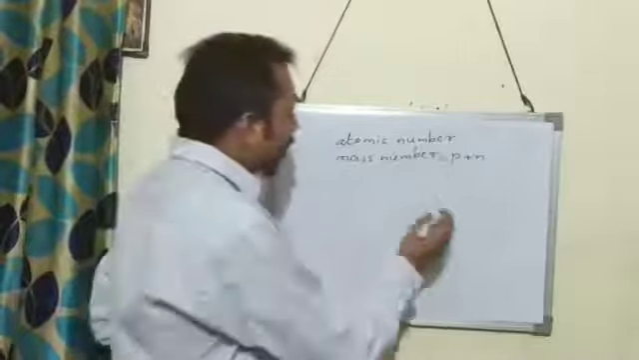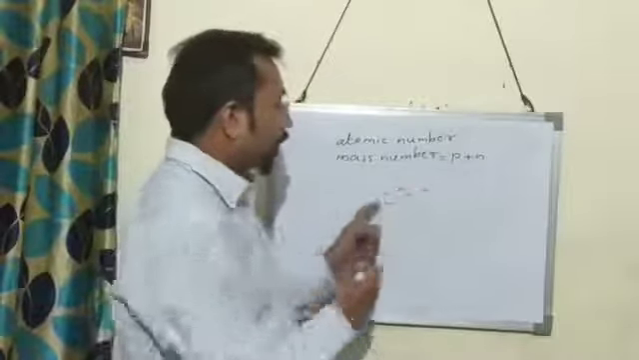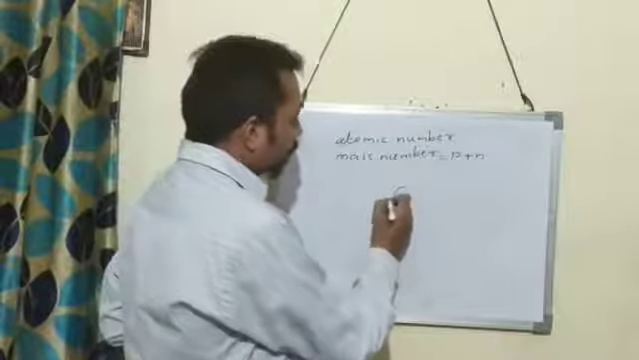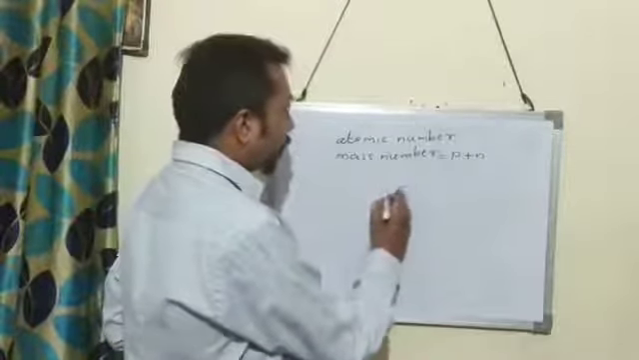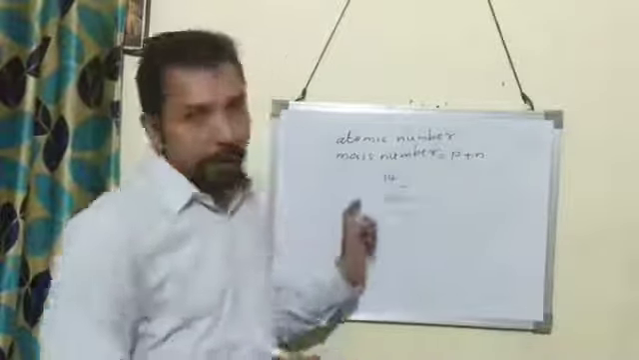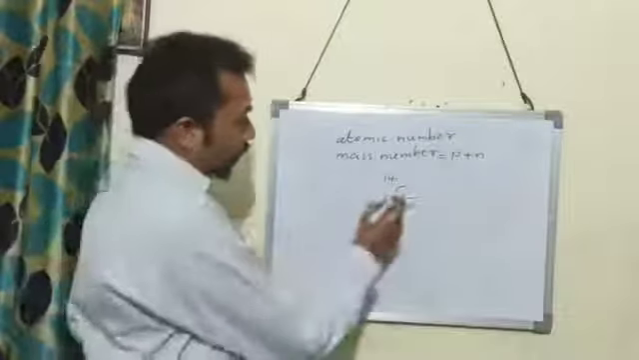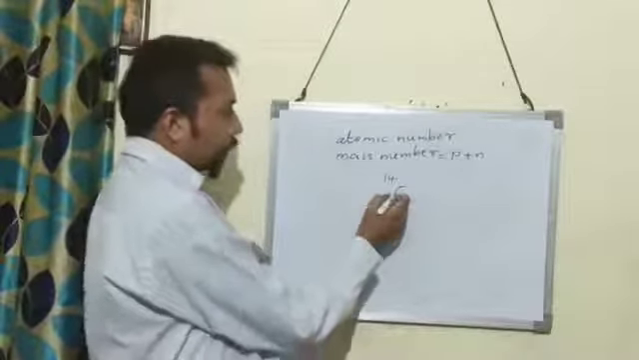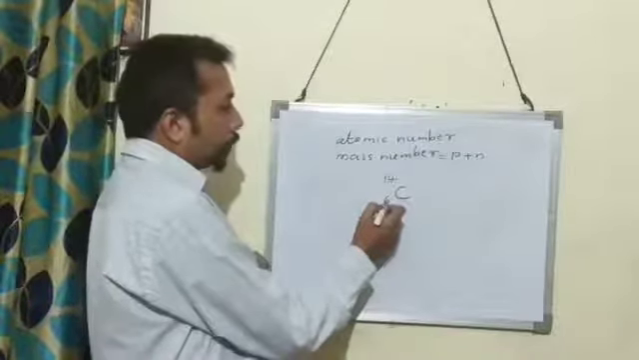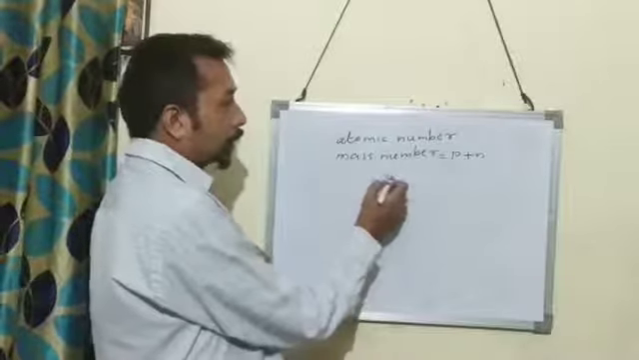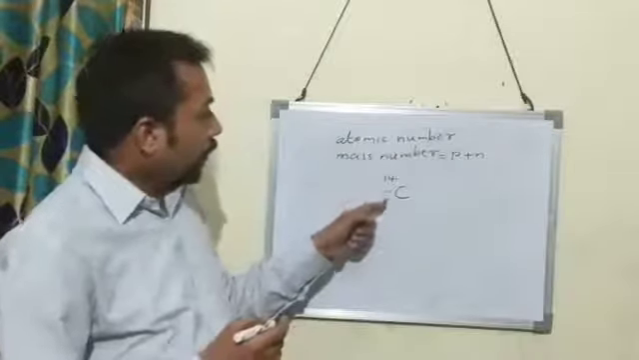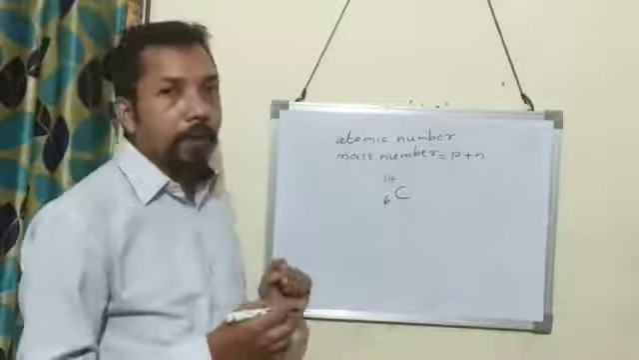When we represent an element, first of all we write the symbol. For example, carbon, its symbol is C. Then at the bottom we write the atomic number, suppose 6, and mass number is equal to 14. So carbon with atomic number 6, mass number 14. We write the atomic number at the bottom. This is also called a subscript, and what is written on top is the mass number. This is a superscript. The subscript is the atomic number and superscript is the mass number.